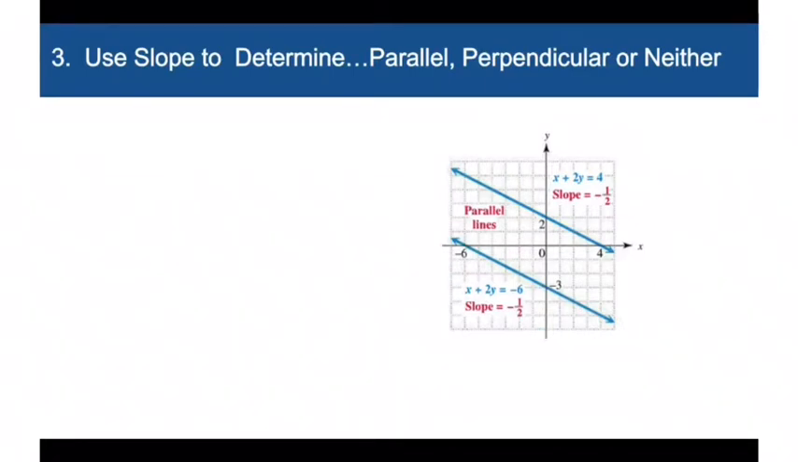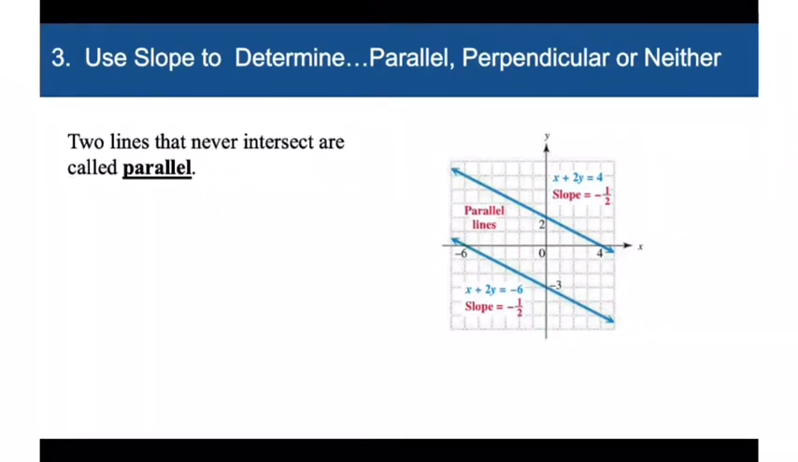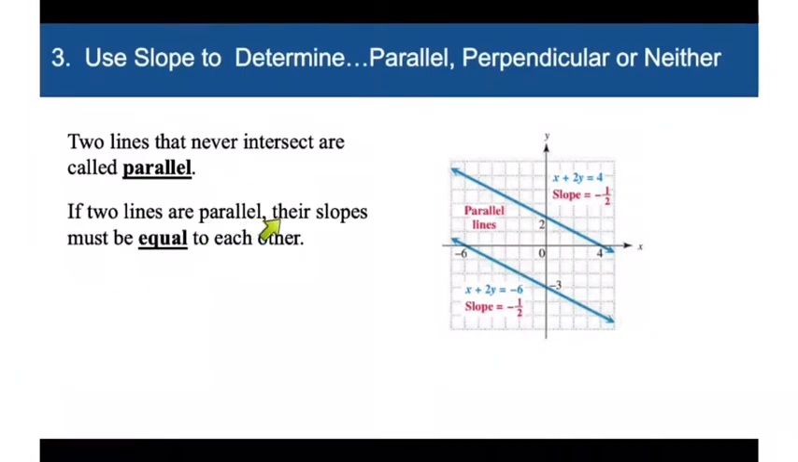Now let's look at parallel lines. Two lines that never intersect are called parallel. And if they're never going to intersect, that must mean that they are slanted the same amount, because if one was slanted more than the other, they would cross at some point. So these two lines that are never going to meet are going to have the same slant or the same slope. If two lines are parallel, their slopes must be equal to each other.